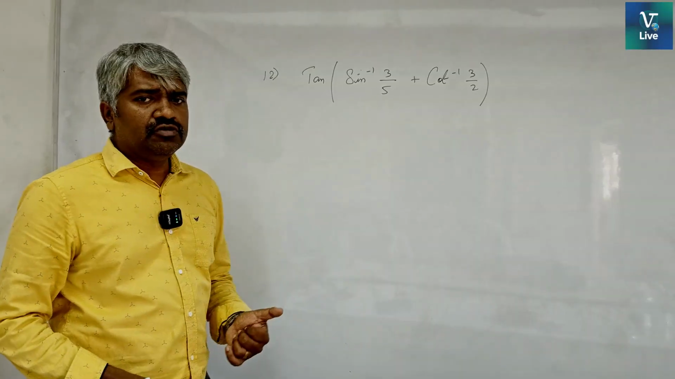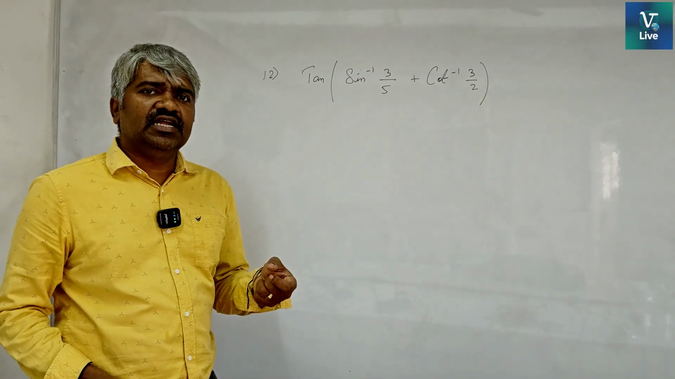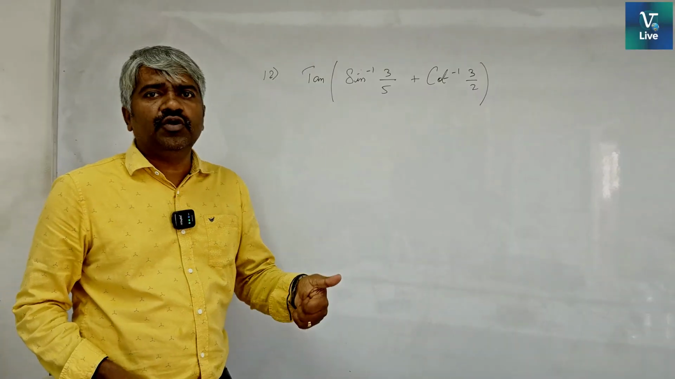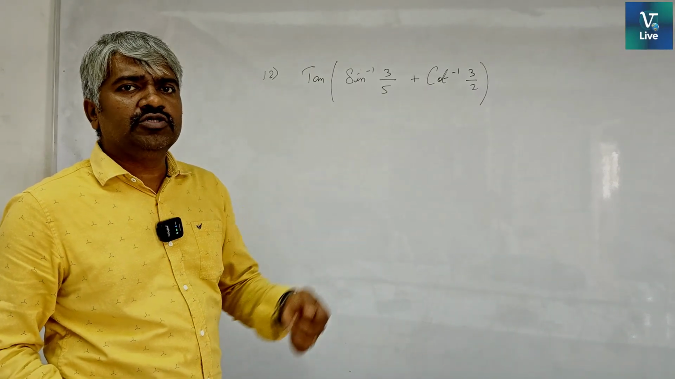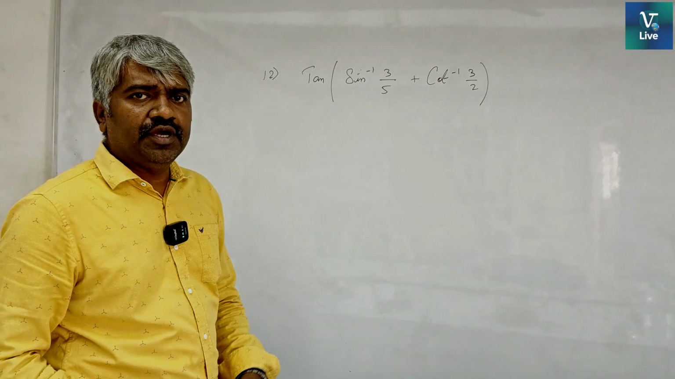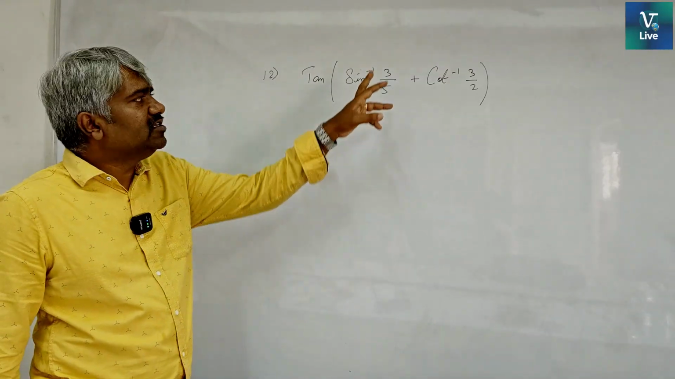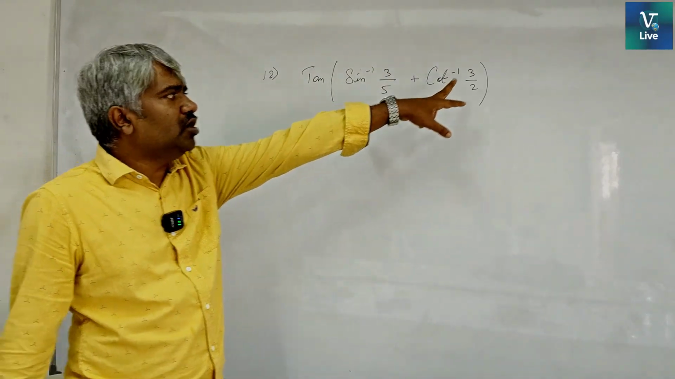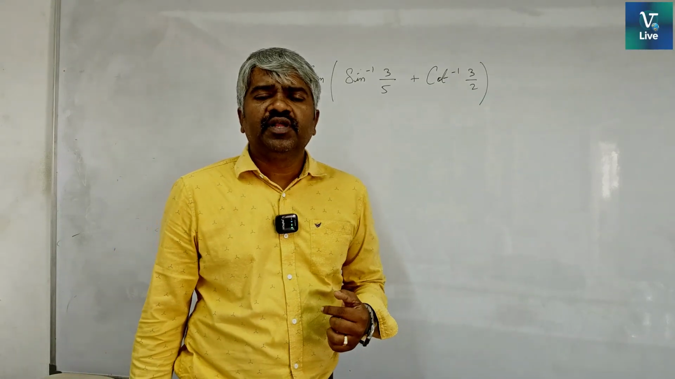Now let us look into the 12th question, whereas the basics and explanation for the 10th and 11th questions have been given in the first video. You can cross check with that, or learn from those videos and get the solution for the 10th and 11th sums by yourself. 12th question: tan of sine inverse of 3 by 5 plus cot inverse of 3 by 2. Now we need to convert this into the simplest form.